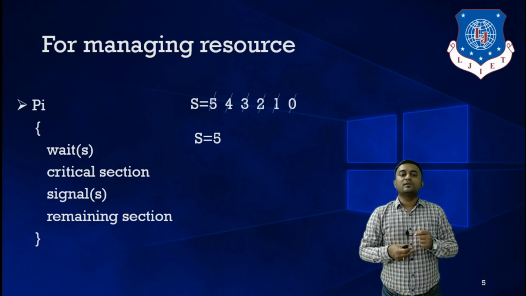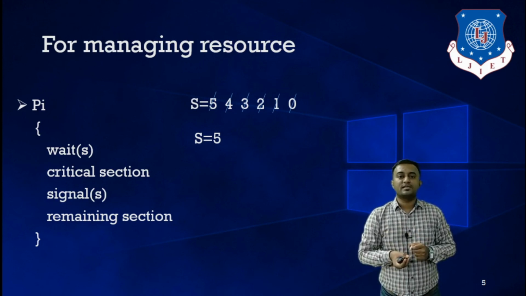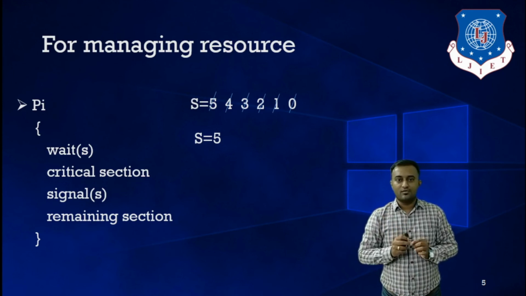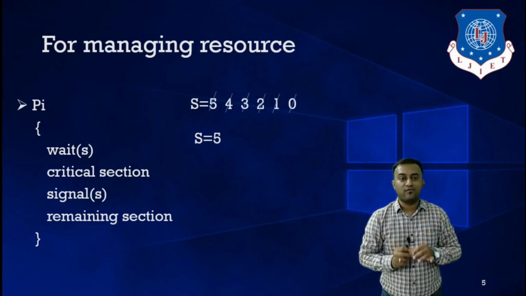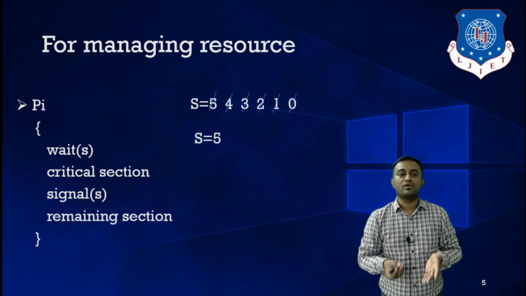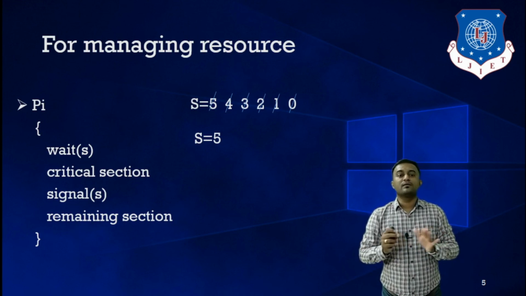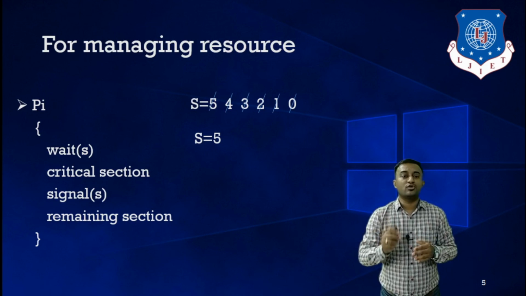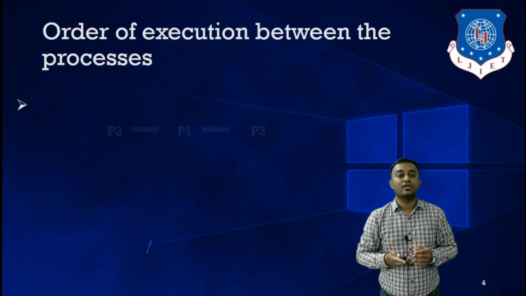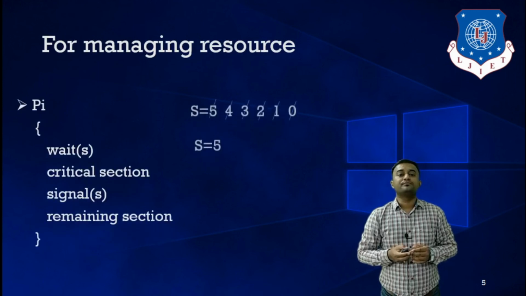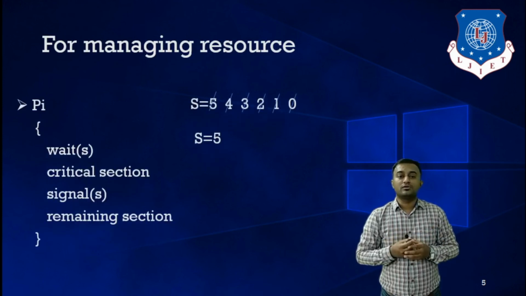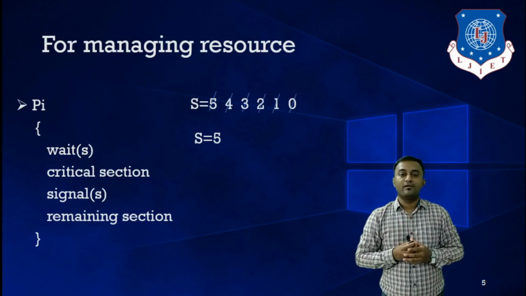Now, can any other process enter into the critical section? Say, for example, P2 comes. What is the value of S? 4. So can wait on S be performed? Yes, it is performed because S is greater than 0. So P2 can also enter into the critical section by executing wait on S. Yes, it is possible. Now the value becomes 3.